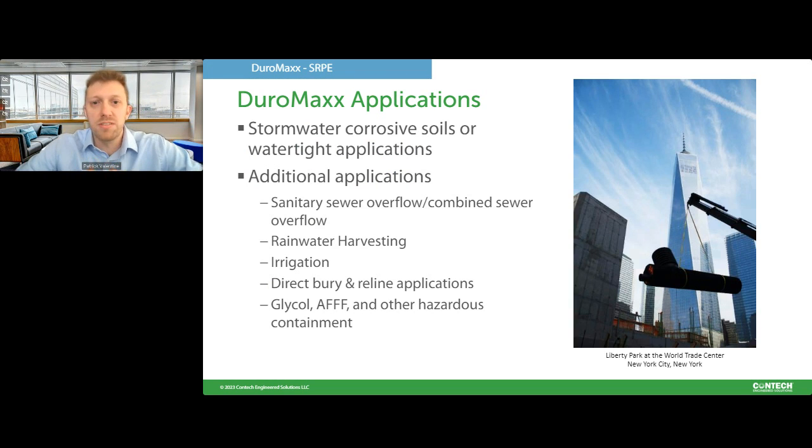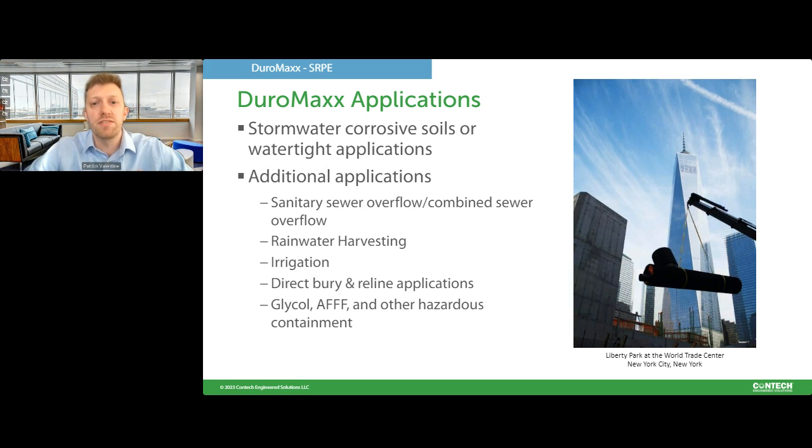So what are some applications for Duramax pipe? As we illustrated with this project example, Duramax is a great solution in a corrosive stormwater detention environment, especially if you need a large diameter pipe. But because of all of its advantages, there are really a lot of uses for Duramax. It's a great solution for sanitary or CSO applications. We make a lot of cisterns for rainwater harvesting using Duramax. We've used it on irrigation projects, reline applications. We used it for glycol storage at airports, AFFF and other hazardous containment. Recently, I used it for a potential oil spill safety feature on another project here in Virginia. So we can use it for a lot of different applications.